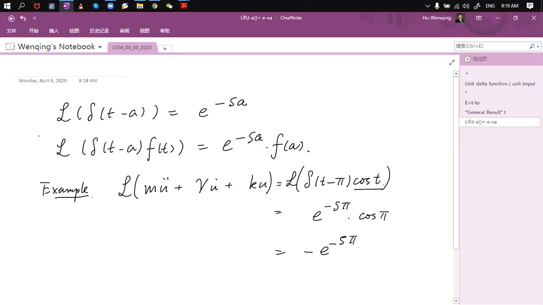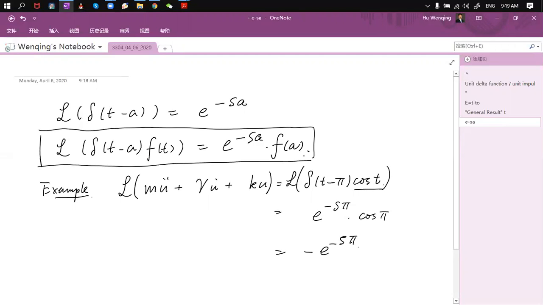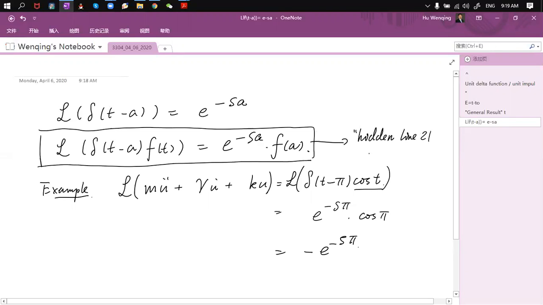So this is a very important formula that is sometimes very useful for your upcoming exams. They did test this from time to time during their exams. I'm calling it the hidden line, the hidden line 21 on the table of Laplace transforms.